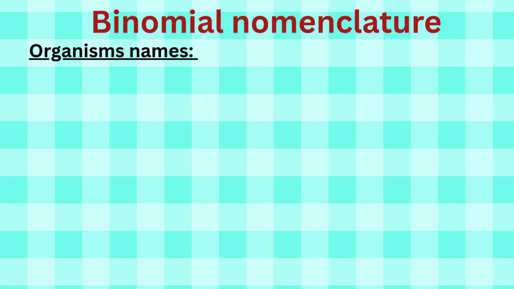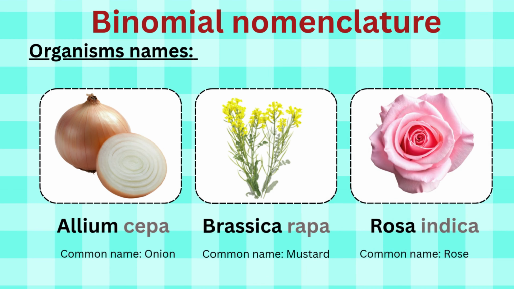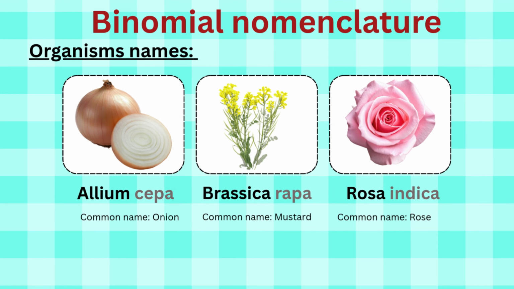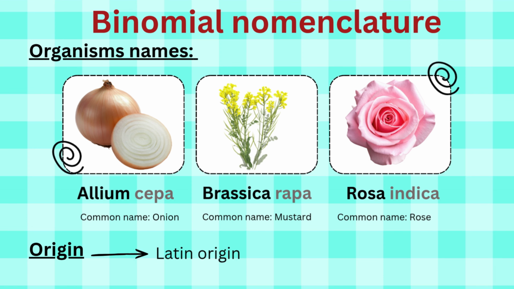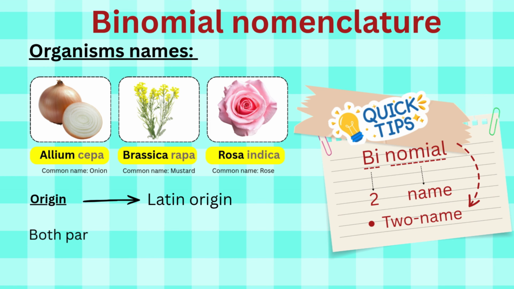In binomial nomenclature, names are like Allium cepa, Brassica rapa, or Rosa indica. You might find them odd or strange, the reason being they're of Latin origin. You will also notice that the names I have mentioned above have two parts. That is why this system is called binomial nomenclature, and both parts must follow Latin grammatical rules.